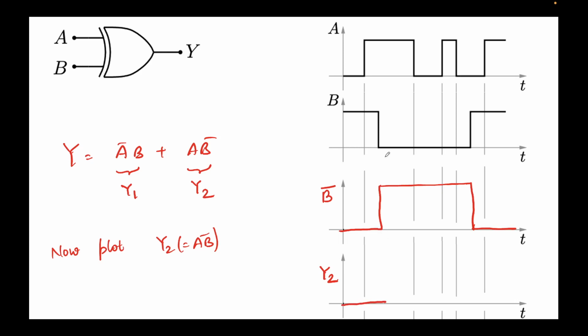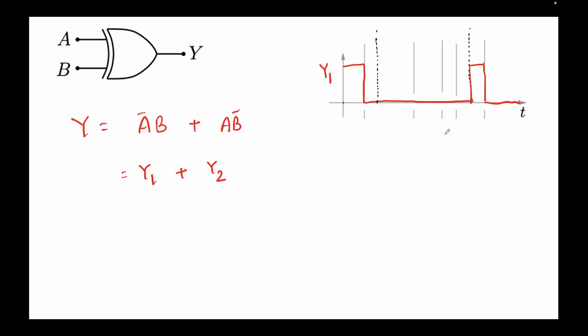Now at this junction, this will rise because A is also high there. So this will rise and this will remain high until A goes down, so up until this point of time. Now if A is 0, this will remain 0. Both are high during this time period, so Y2 becomes high, and then it becomes low, and it continues to be low because you see here it's low. So this is the Y2 that we have obtained.